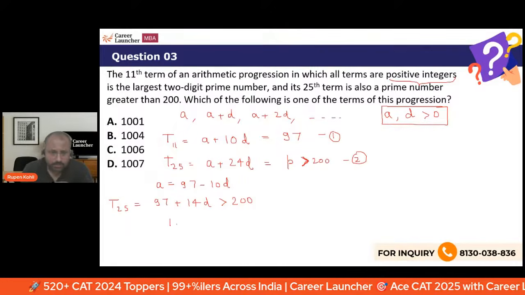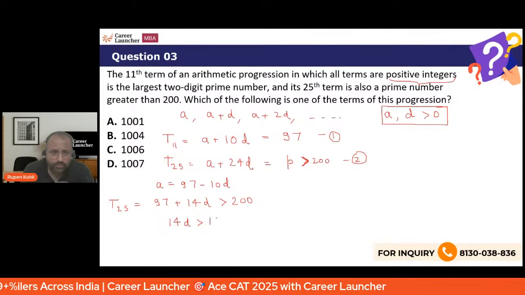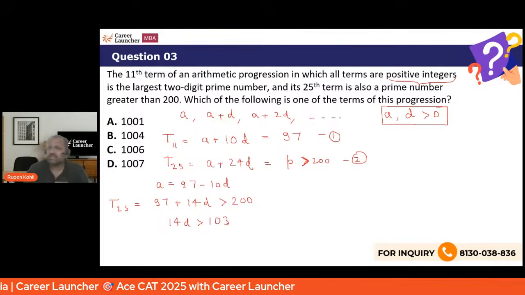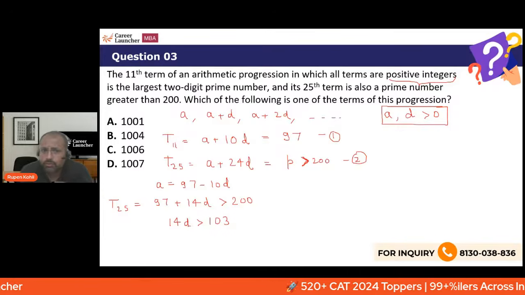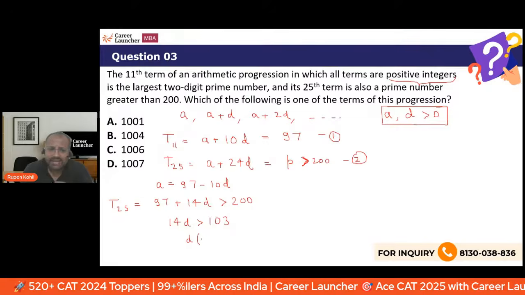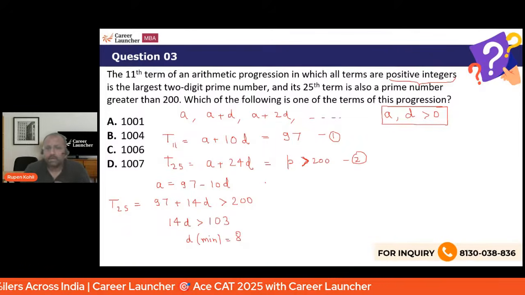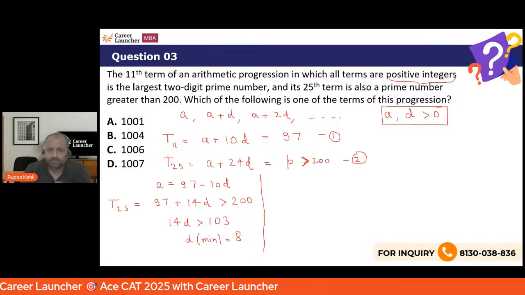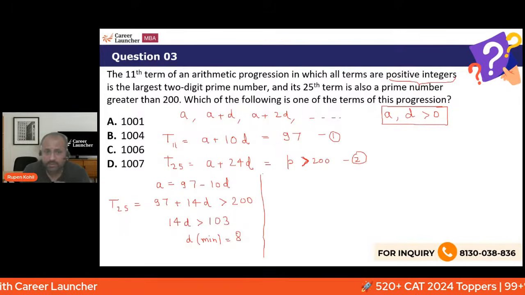So 97 plus 14d is a prime number more than 200. Okay, so I'm getting some constraint on the common difference d over here. 14d is more than 103, 200 minus 97. 14 into 7 is 98. 7 also won't work. But 14 into 8 is 112. That would work. So d, can I say, is at the minimum 8 and beyond.